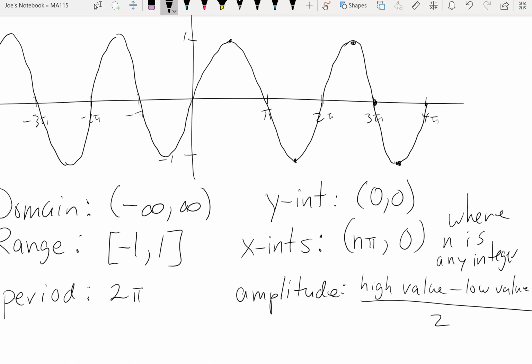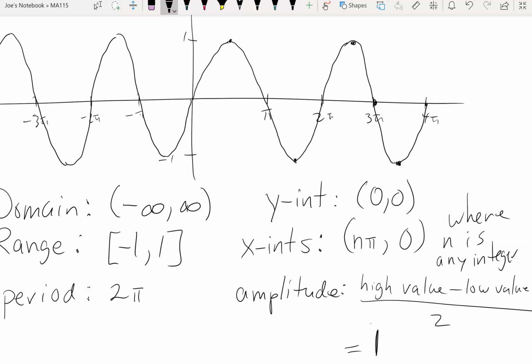And if we're trying to read it from a graph, it's exactly what we would do. It's how high up does it go, how low does it go, subtract those two numbers and divide it in half. Basically, it's a displacement idea. Notice here the high value is 1 and the low value is -1. So if I subtract those, I'll get 2, and then divided by 2, I get 1. It's a displacement idea. Do you kind of see that the x-axis here is in the middle? So it goes up 1 and goes down 1 from the middle. That's the amplitude idea. So for this case, the amplitude is 1. And that'll be the same for cosine as well.